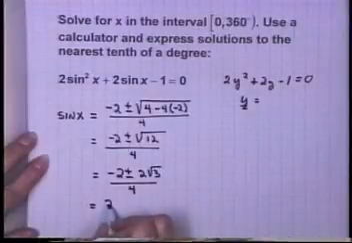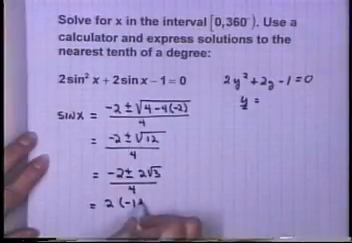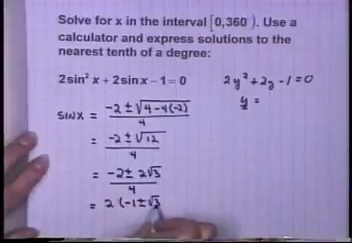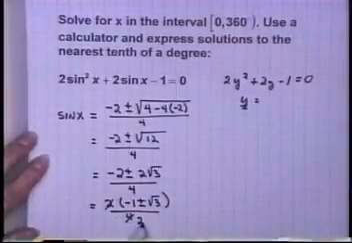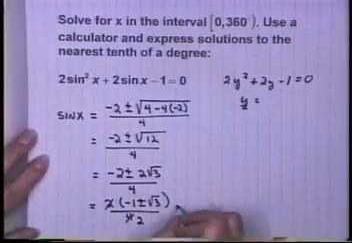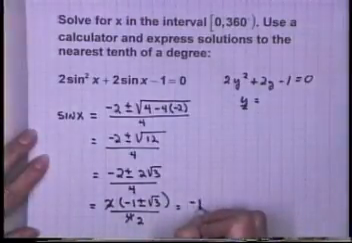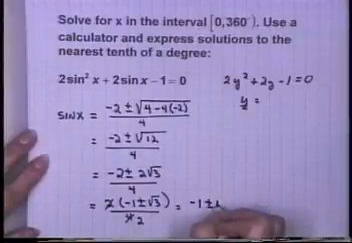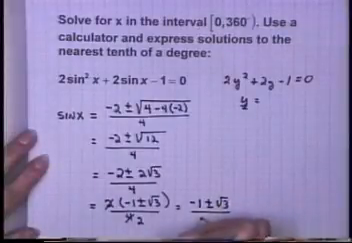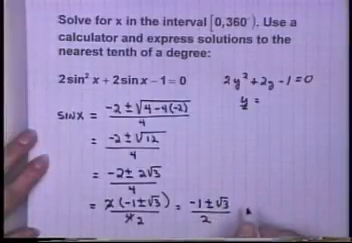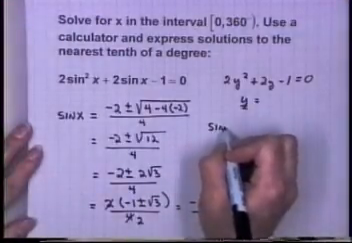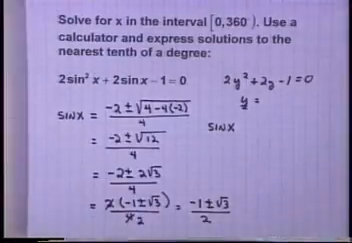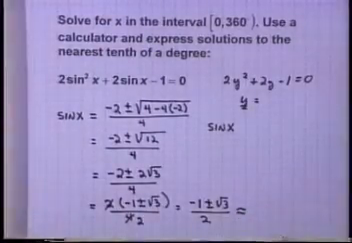Notice here then I can factor a 2 out of the numerator, and by doing that the 2 will cancel with this denominator, and so finally what I have is negative 1 plus or minus the square root of 3 divided by 2. Now remember, this is the sine of x. So what I'm going to do here is to take my calculator and evaluate both of these.